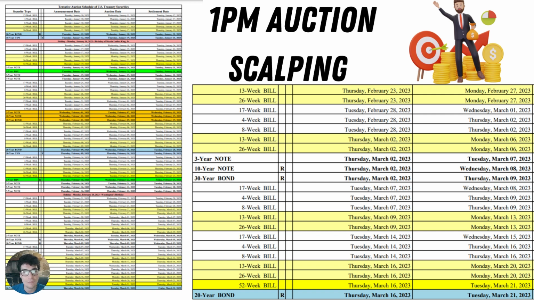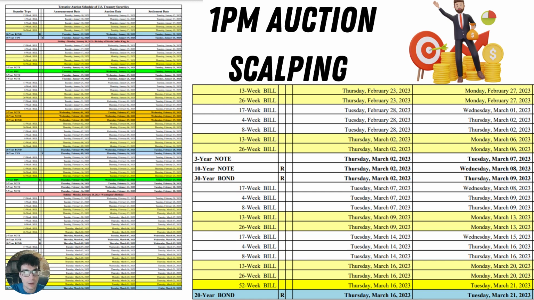But something else that I've noticed, and that really gives some good scalping and day trading opportunities, is the bond auctions. Okay. So if you take a look, you can come here and look at the tentative auction schedule of U.S. Treasury securities. This is completely free for everyone to look at. You can look it up yourself. We do have this posted in the Discord as well.